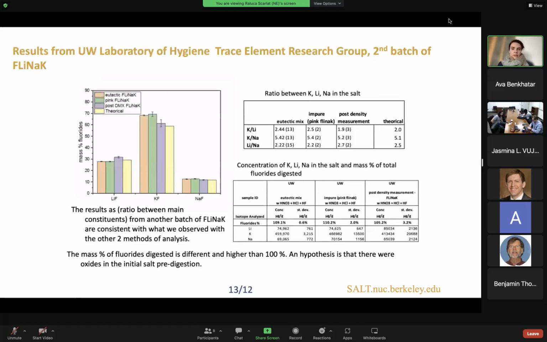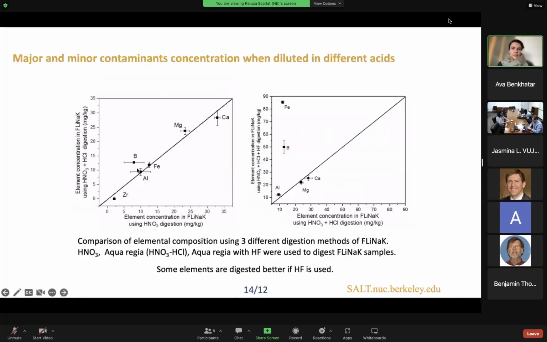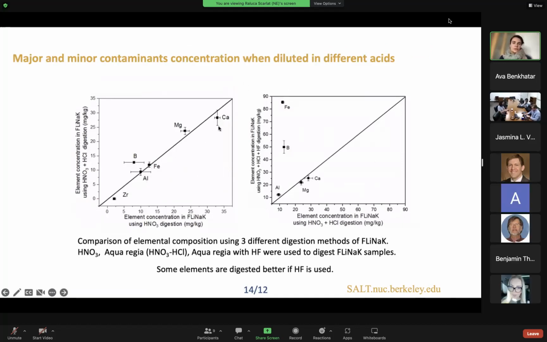Another example is looking at different acids. So here you have digestion with nitric and HCl, and this is just nitric, and it looks like these solutes pretty much have no sensitivity to these 2 acid mixtures. But then if you look at digestion with HF and without HF, boron and iron seem to be sensitive to it.